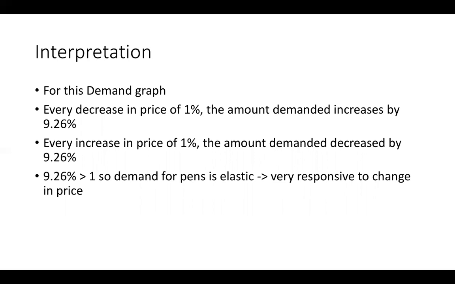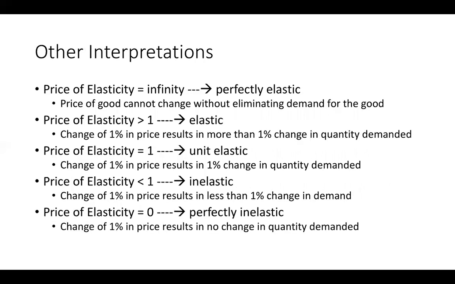When determining the name for such a value, we can say that since 9.26 is greater than 1, the price elasticity of pens between these 2 points is elastic, which means that the amount demanded is highly responsive to a change in the price of the pen. Other possible names and definitions of values for elasticity are as follows. If the calculated value is close to infinity, that means that the price of the good cannot change without eliminating demand for the good completely. In other words, price and supply are in equilibrium.